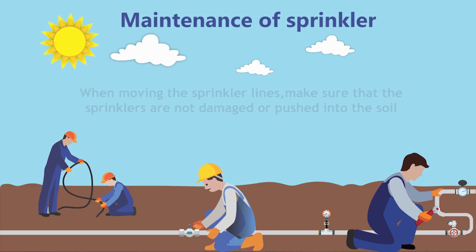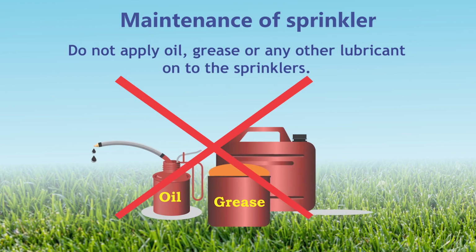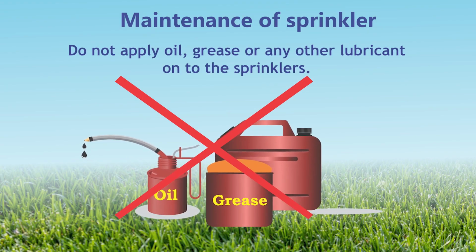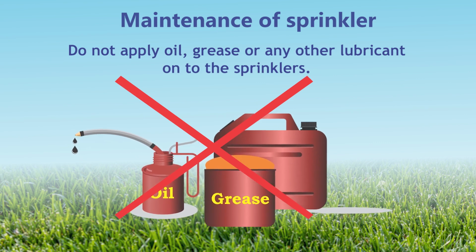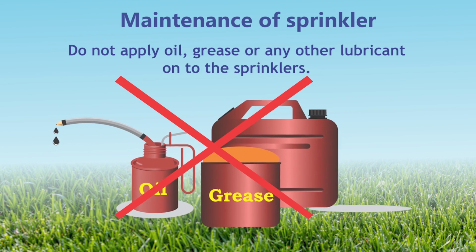Now let's see what are the actions that you need to take in order to maintain the sprinklers. So when moving the sprinkler lines, make sure that the sprinklers are not damaged or pushed into the soil. Do not apply oil, grease or any lubricant to the sprinklers. They are water lubricated, and using oil, grease or any other lubricant may stop them from working.